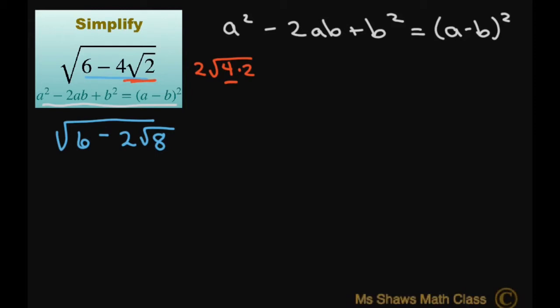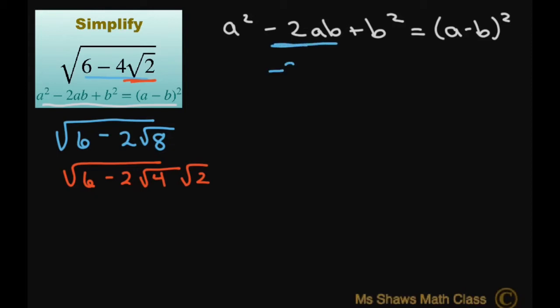Now, if I write it this way, then what I have is square root of 6 minus 2 times square root of 4, and then I can write it also as square root of 2. So substituting that in for this piece right in here, this would be negative 2 square root of 4, and b is square root of 2. So we have this middle part here. That would mean our a is square root of 4, and our b is square root of 2.